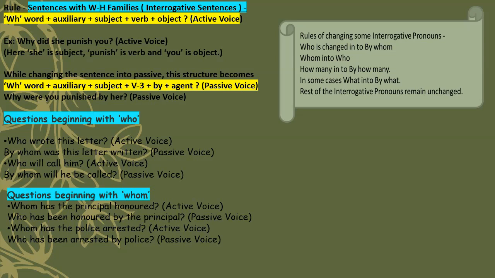The verb is punished, so the V3 form will be used, by her. That is, your subject is she over here, and that will become your object, her. Okay, and question mark.